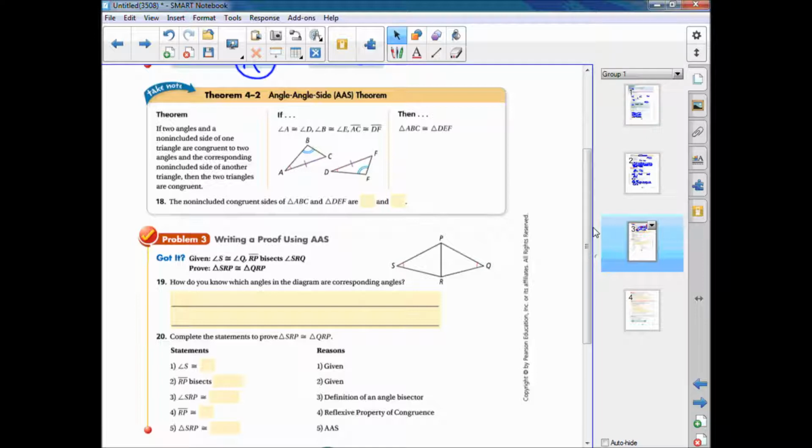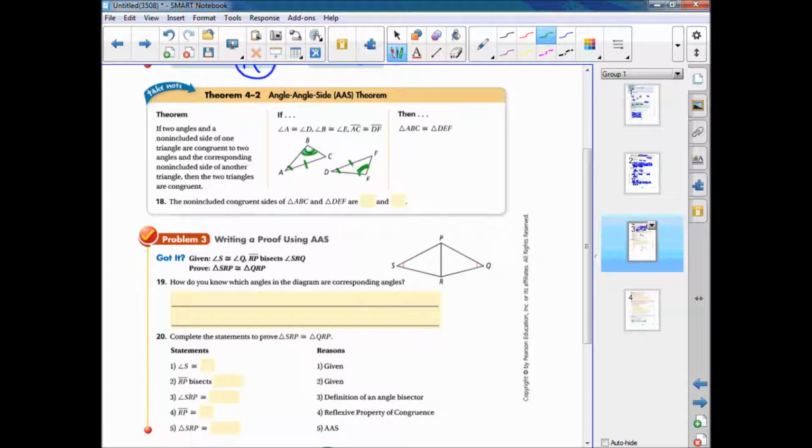We need to make sure we get the side in the same place in both. Okay, so angle A and D are congruent here, and angles B and E are congruent. And then we have congruent corresponding sides that's not in between. That's okay. So in this case, we have the one that's touching the one angle mark, and over here we have the one touching the one angle mark.